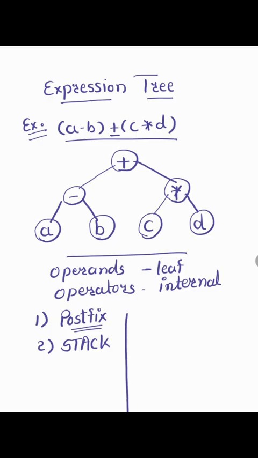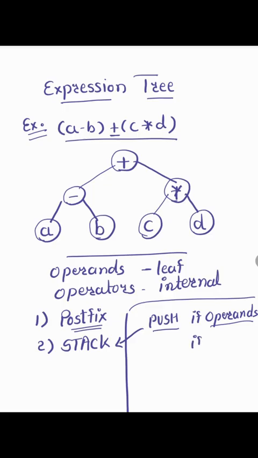There is a method: if an operand is there, then at that time you need to push it to your stack, right? Now if an operator occurs in this scenario, what you need to do is pop the top two elements, right? You need to apply the operator as a parent of that.